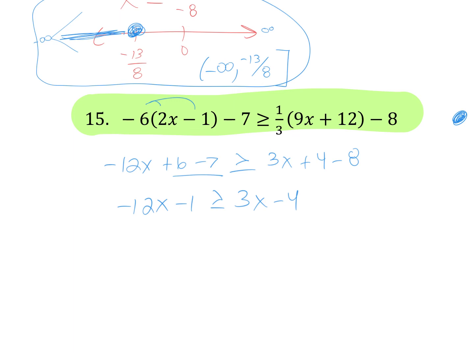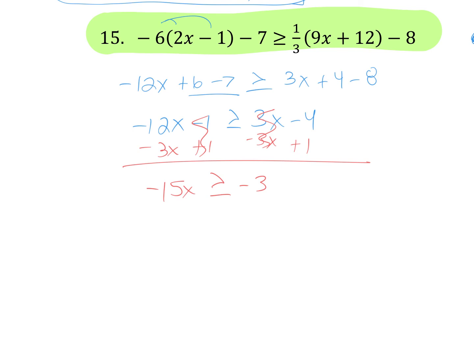Now we want to move x's to the left and numbers to the right. With our inequalities, you always want to do that. So I'm going to subtract 3x from both sides. I'm going to add 1. So I end up with negative 15x. My 1's cancel. Greater than or equal to, 3x's cancel. Negative 4 and 1 is negative 3.